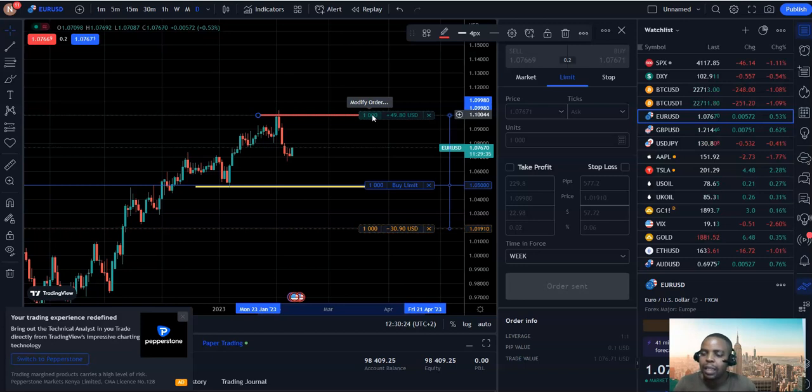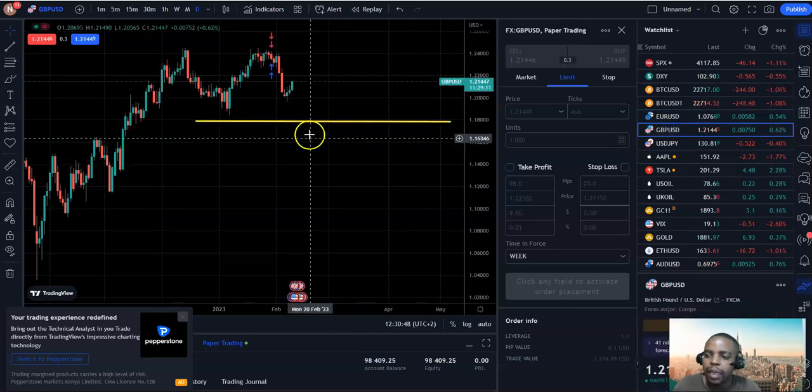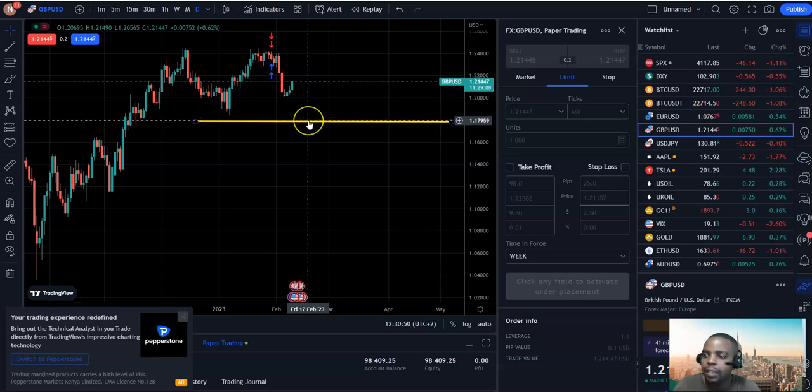Now let us look at a sell order, or a sell limit. Right now I just did a buy limit. In order for me to do a sell limit order, I have to do the vice versa part. Let us go to another pair, like a Great British Pound pair, for example. Now I also have that line here that placed itself automatically, which is still fine. A sell limit is the same thing.